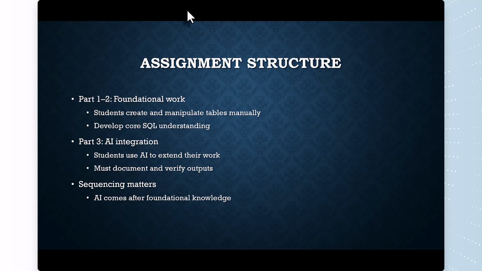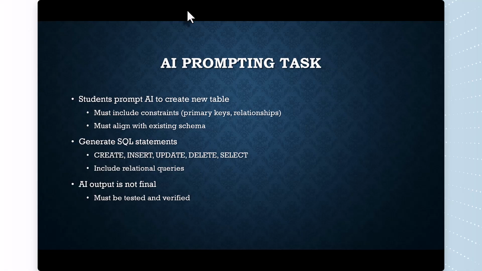And then part 3 was AI integration. Students use AI to extend their work, but they have to document and verify their outputs. So in doing so, they have to provide us with documentation of what their prompts were and how they modified their prompt and what the result was that was given back to them by AI. Sequencing matters. AI comes after foundational knowledge. So the AI prompting task: students prompt the AI to create a new table.